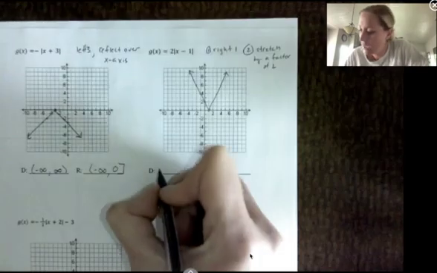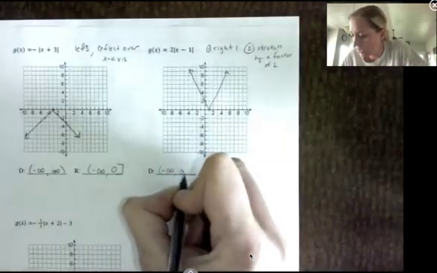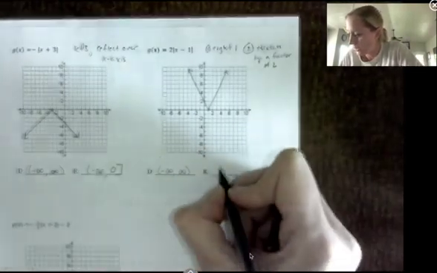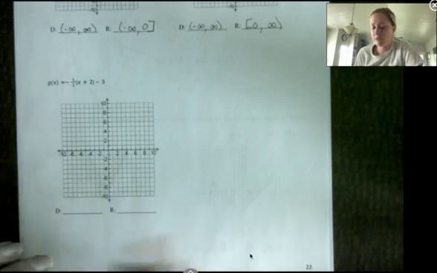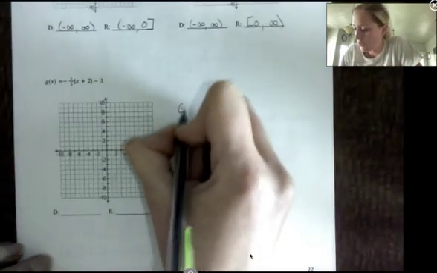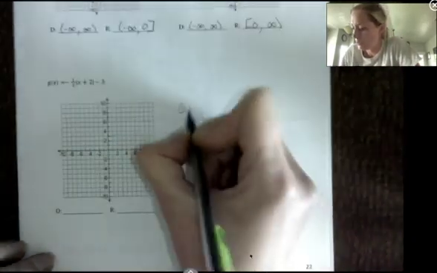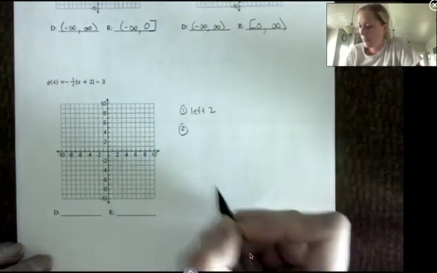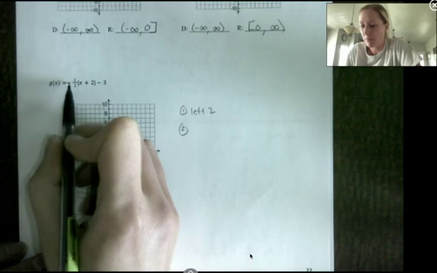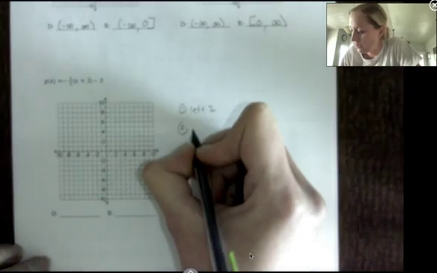All right, you'll notice the domain again has not changed. Range 0 to infinity. All right, this last one we have 3 different transformations. So first we are going inside the grouping symbol, so that's left 2. Okay, then I'm going to do this vertical compression and reflection.